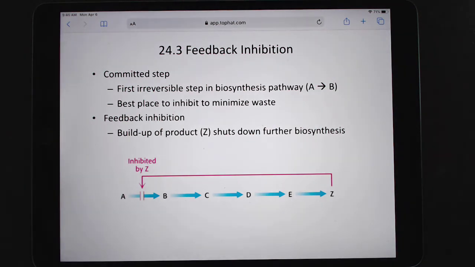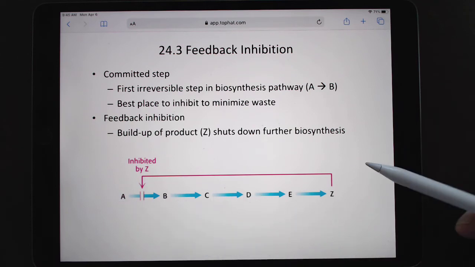Okay, so how are these processes controlled? There's a few different ways. The first one is through the committed step. This is the first irreversible step. Remember this back from glycolysis. If you go over the cliff on this one, there's no going back. That's where you want to regulate it, because if you don't commit to that pathway, then you can go in and use those components for something else.